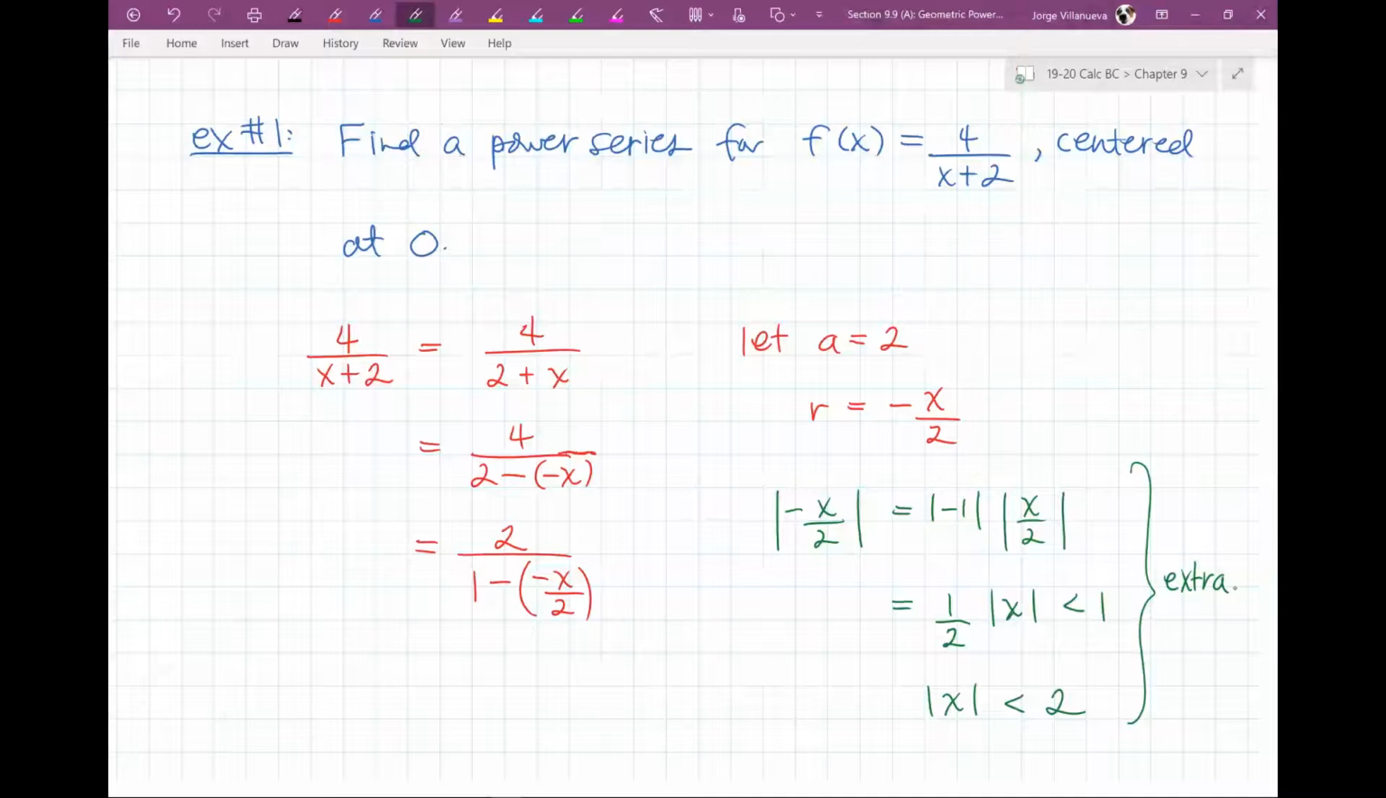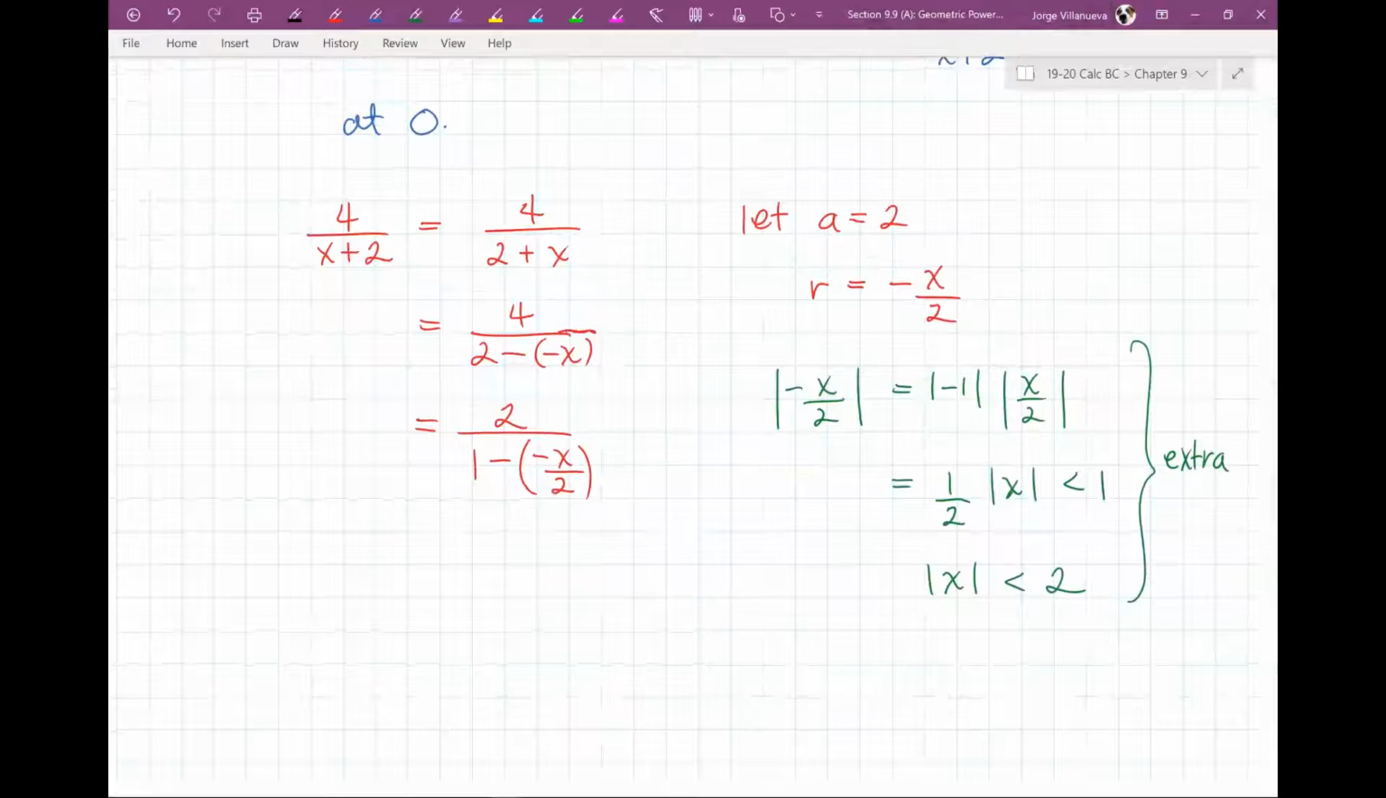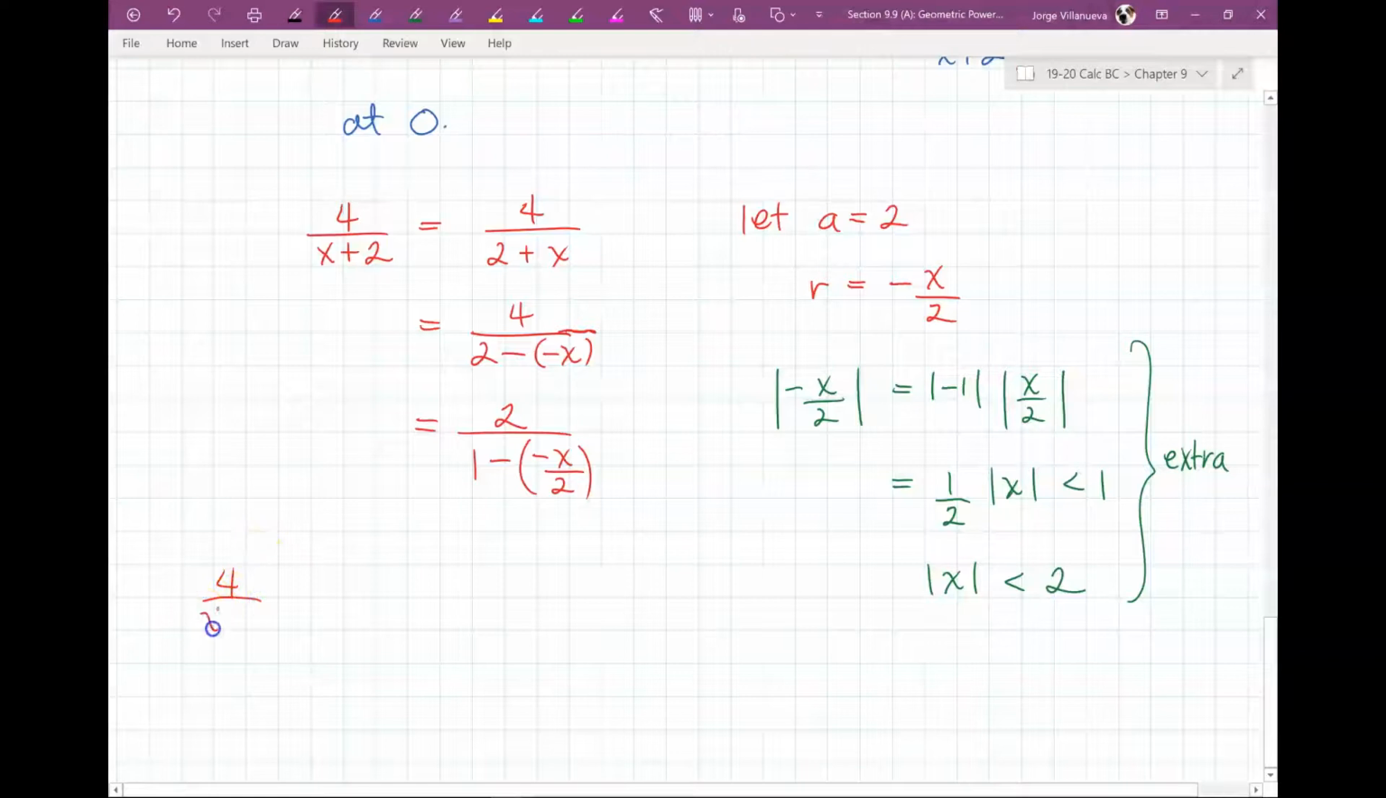Okay? So now that we have that, we know that our a is 2, our r is negative x over 2. So what I'm going to do right now is write it out the way they want us to. So 4 over x plus 2 is equal to the sum as n goes from 0 to infinity. And I'll write my generalized thing there. You don't have to write that a times r to the n. I'm just putting it so you guys can see it. Our a is 2. R to the n, that's negative x over 2 to the n.